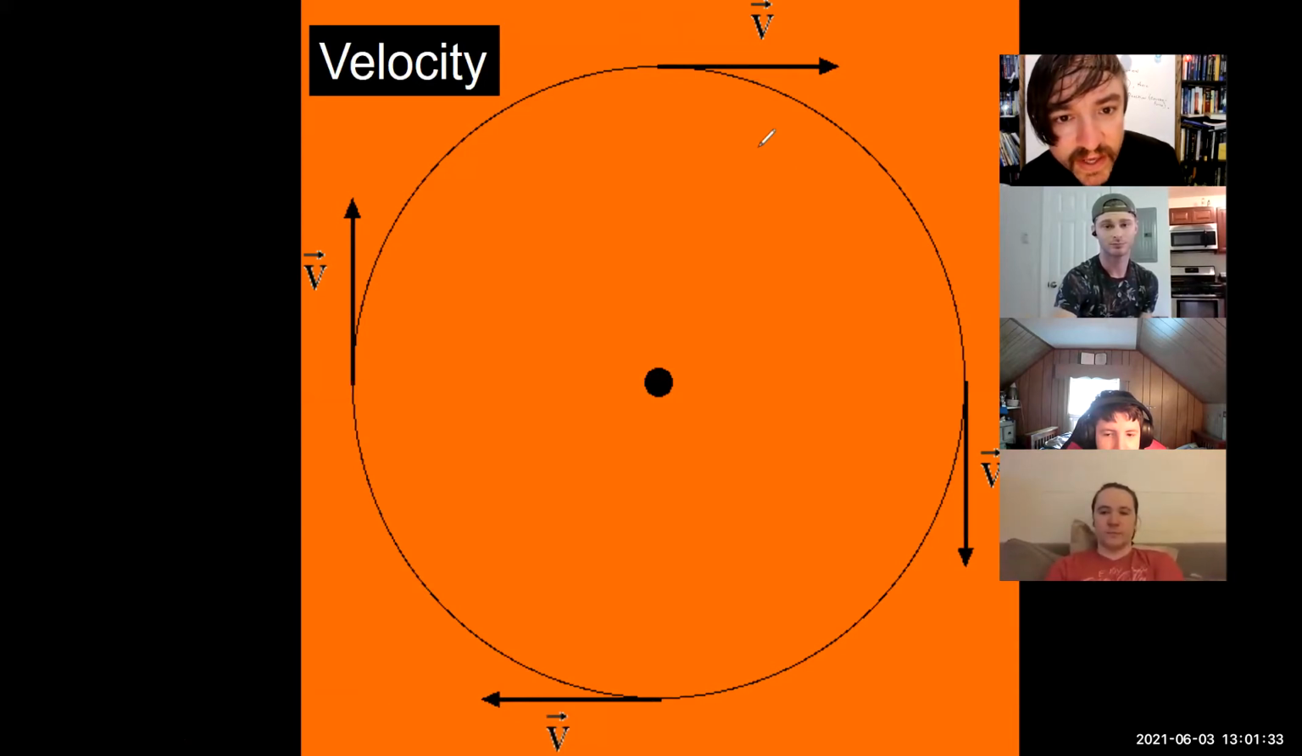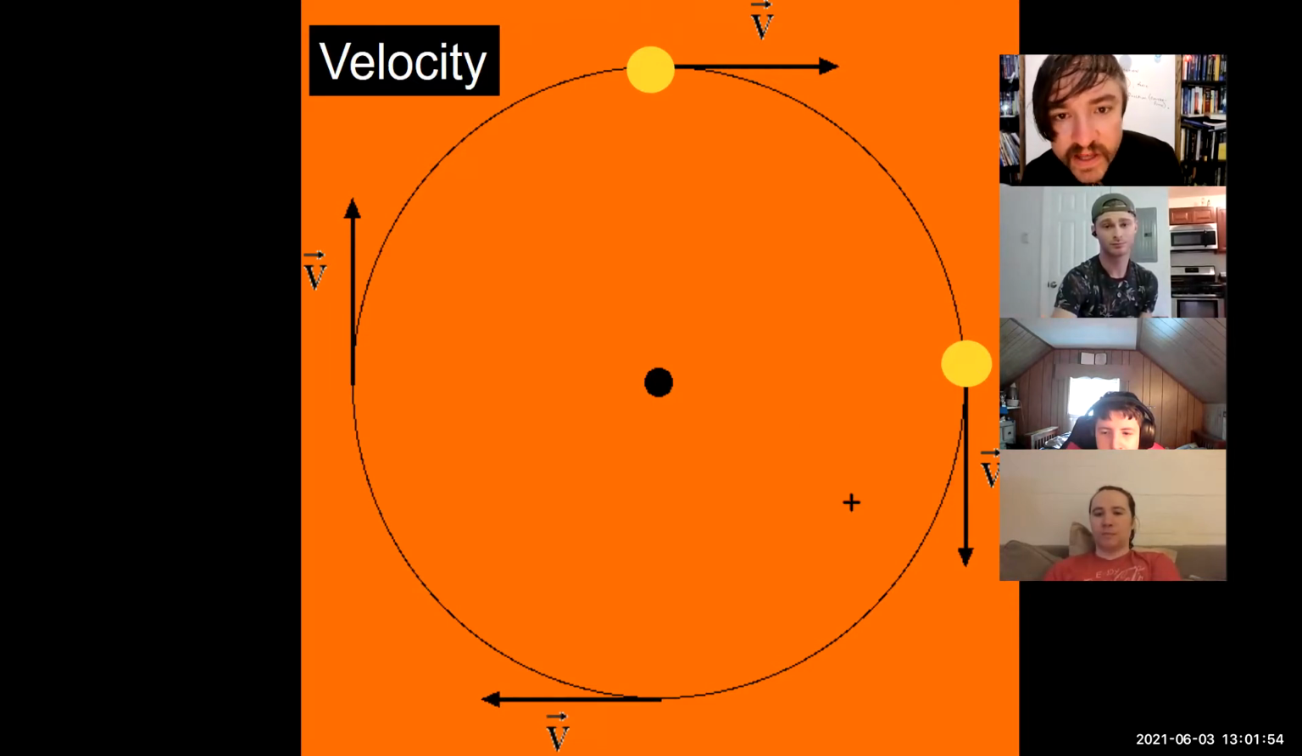Let's see if I can do this in yellow. And the moon is traveling around Earth at the center in an almost perfectly circular orbit, and it has a velocity that's traveling to the right at the top. A few moments later, the moon moves in its orbit, and now it has a velocity that's pointing down in the picture.